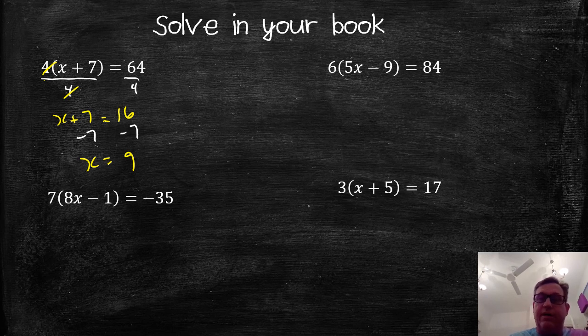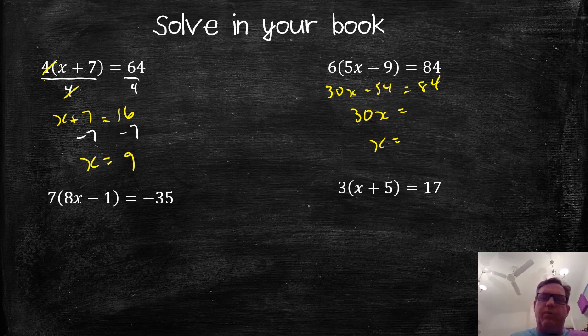Okay, the next one, does 6 go into 84? Well, actually, it does. 6 times 12 is 72, and add another 12, so that would be 14. But how about we do expand the brackets on this one? So this one will be 30x minus 54 equals 84. 30x equals 30, and x equals 1.